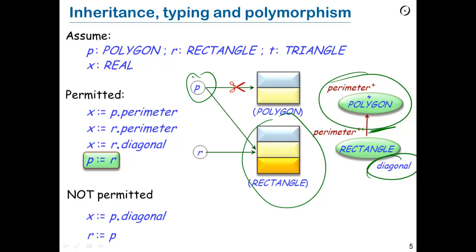Now, as we've also seen, it would not be possible to have an assignment the other way around, because even though a rectangle conforms to polygon, polygon does not conform to rectangle. In fact, it's a general rule that conformance is an anti-symmetric property, meaning that if a type conforms to another, it's only possible for that other type also to conform to the first if they are identical.